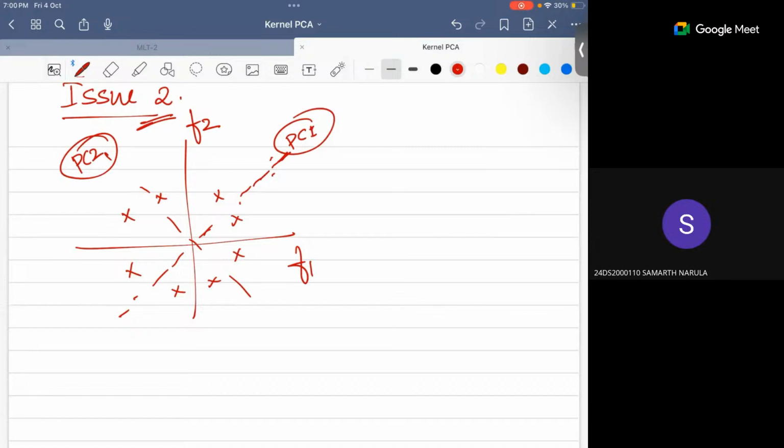What can we do here? We will increase the dimension. Okay, so how are you going to increase the dimension? Suppose that, more kernel.